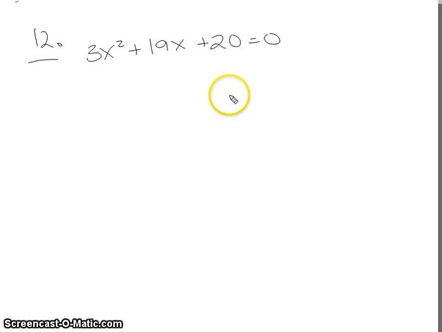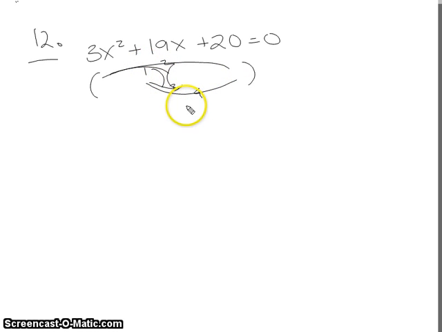Right guys, let's have a look at number 12 then. Let's look at this: 3x squared plus 19x plus 20 equals 0. We draw our pair of brackets, don't we? It doesn't take a moment to do, and this helps us to solve the problem. Lines 1, 2, 3, and 4.